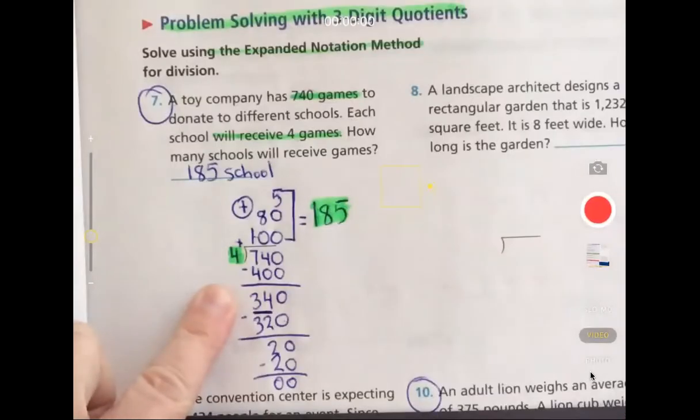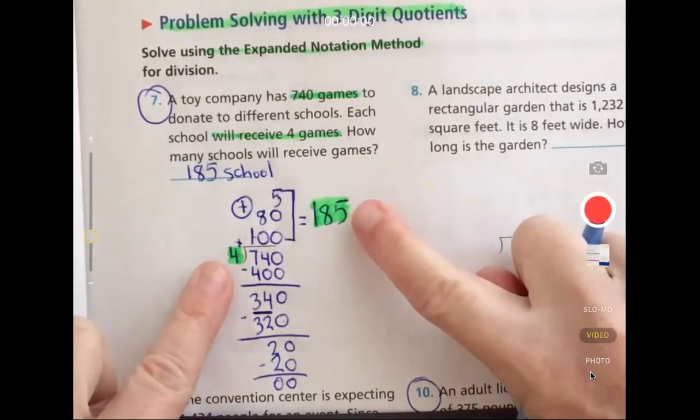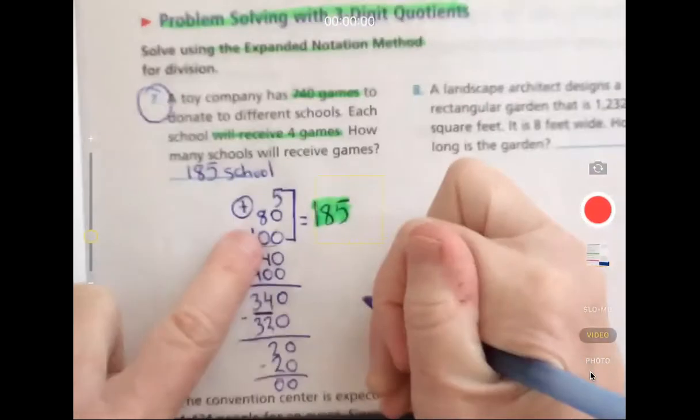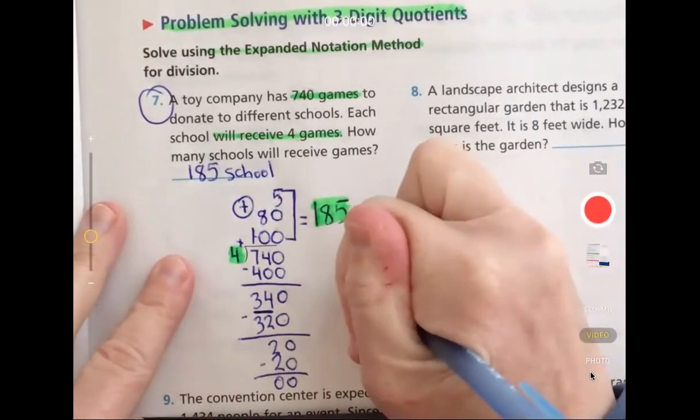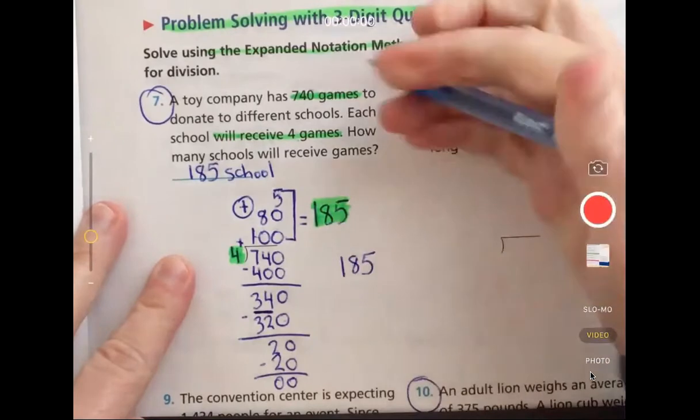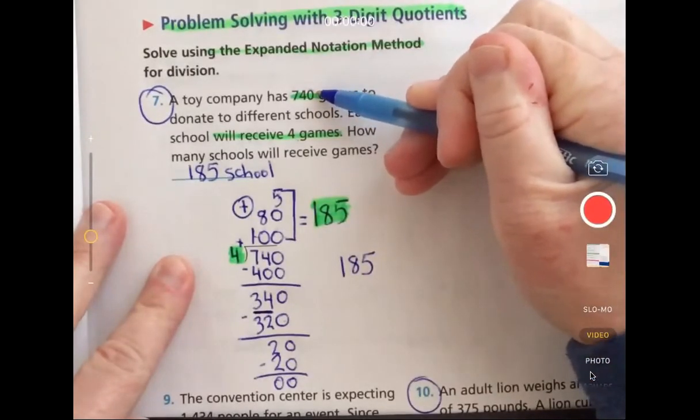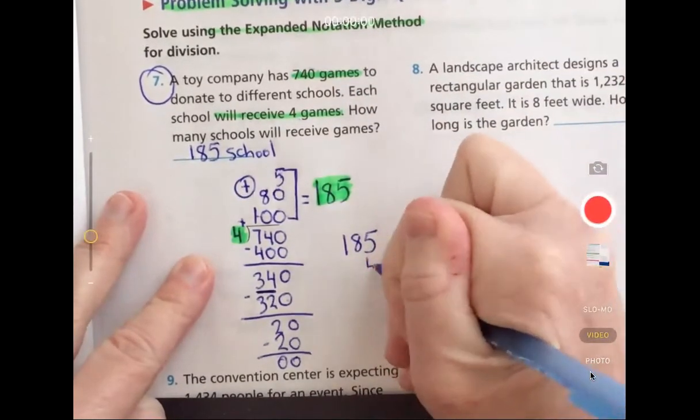So remember, they were giving games away in groups of 4. So if I wanted to check this answer, I should be able to multiply my 2 factors, and I should get the quotient, the total games, which is 740. Let's give it a check.